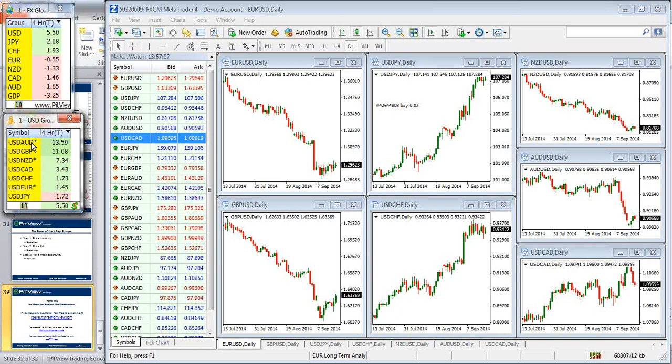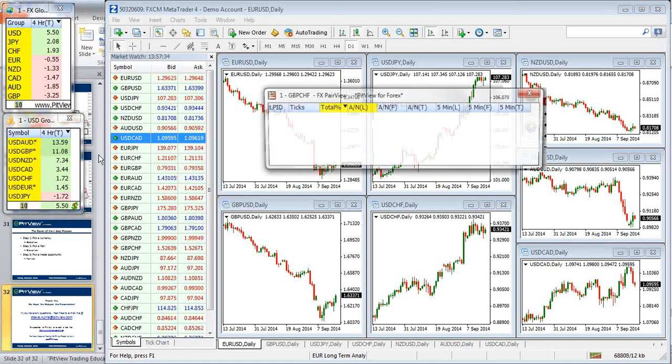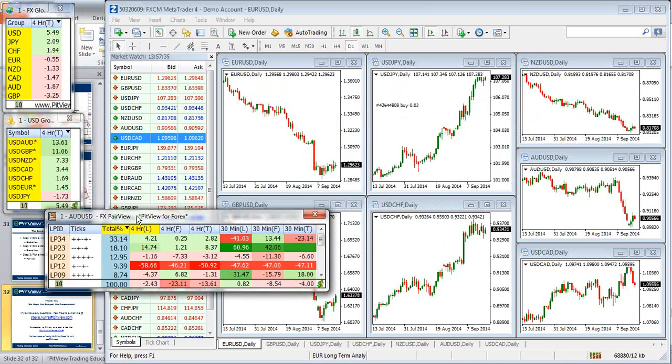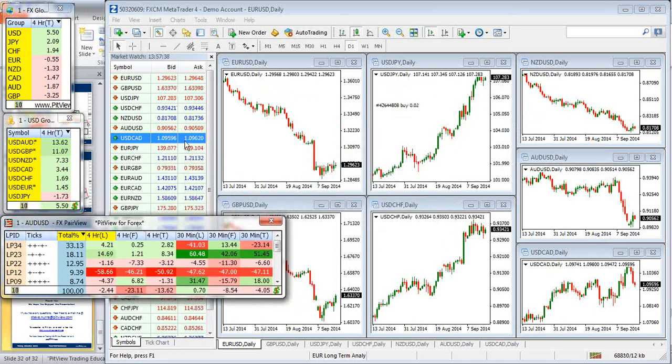And then from here, if I want to take a closer look and go to PairView, well, let me take a closer look at Aussie US dollar. I can go to PairView. And generally speaking, when you pull up PairView, it'll show you a lot of different columns. I know most of you are brand new to PitView.